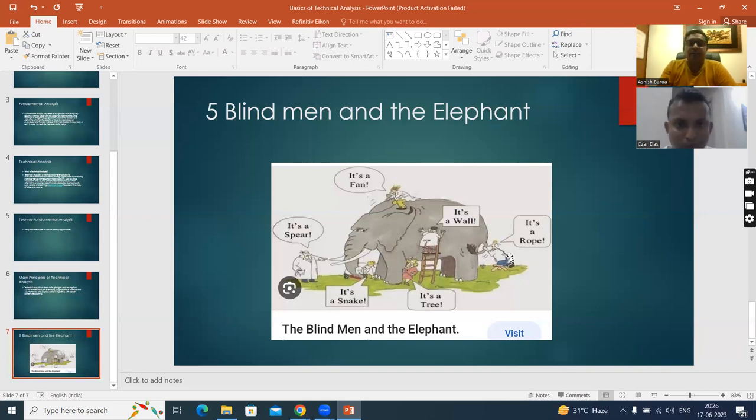And also, what happens in technical analysis, someone uses a 5-minute time frame, someone is using a 30-minute time frame, or a 1-hour time frame, someone a daily time frame, someone a weekly time frame, or someone a monthly time frame. So perspective differs or changes from time frame to time frame.